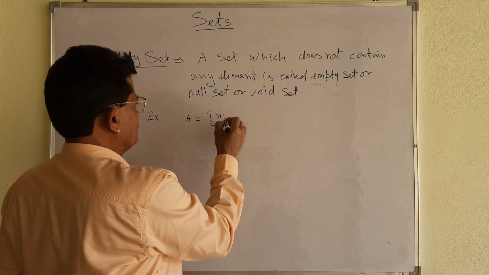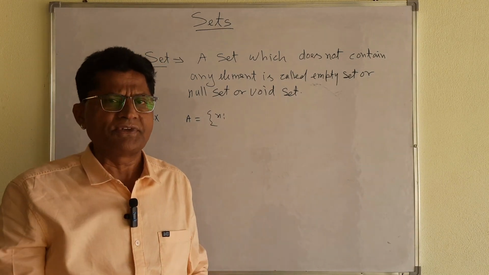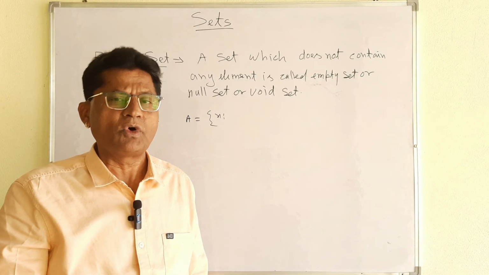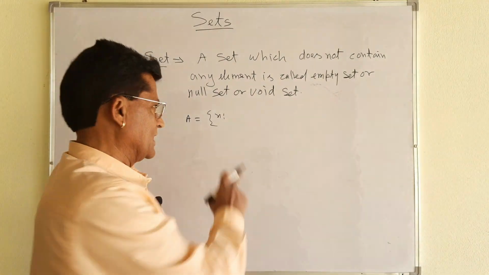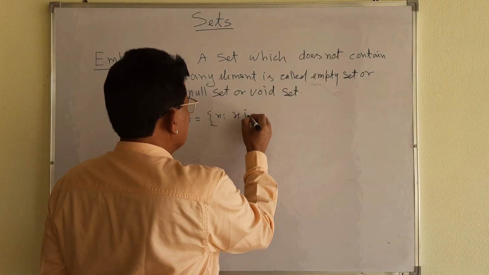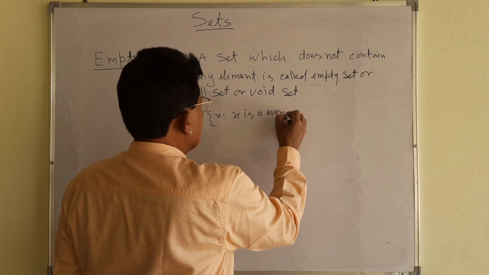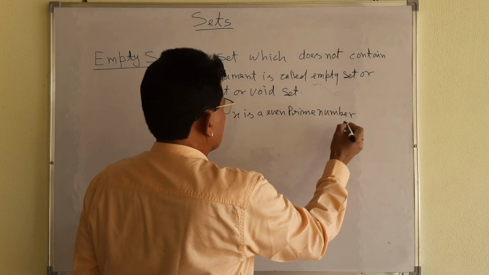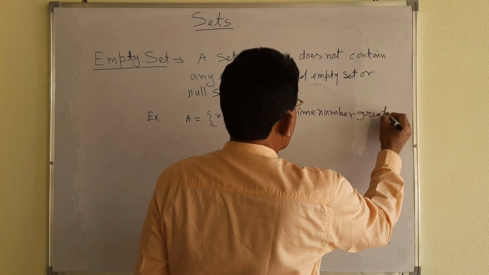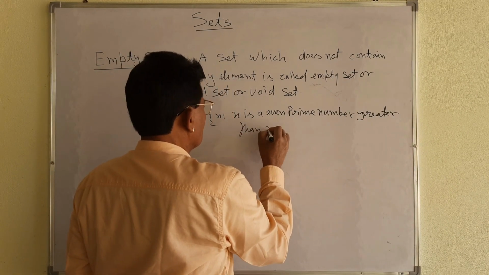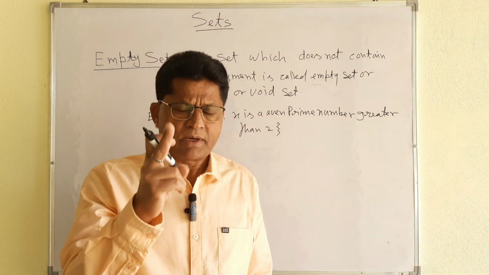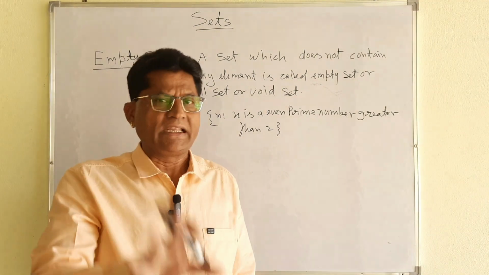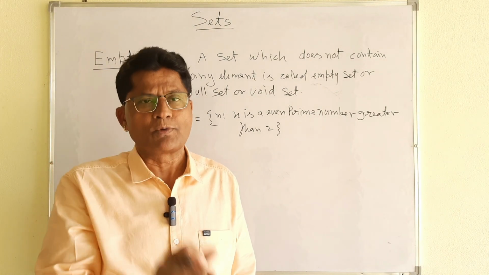I will write it in the set builder form. That is very simple. I discussed it in my previous videos. There are two types of representation of sets: roster form, or tabular form, and set builder form. Okay. A is the set of x such that x is an even prime number greater than 2. Tell me, the even prime number, that is only 2. Prime numbers start from 2, which is the only even prime number. There is no other even prime number except 2.